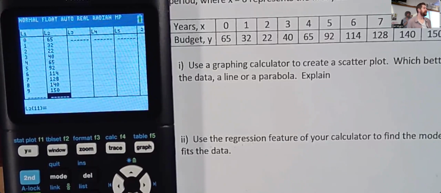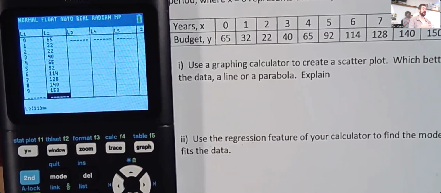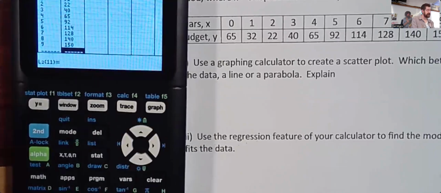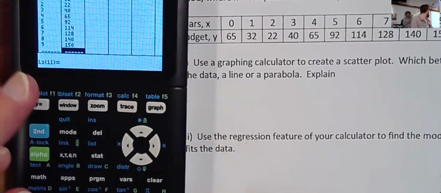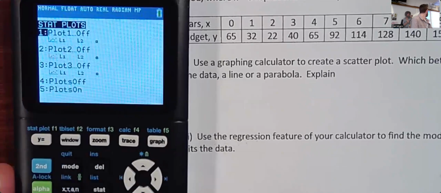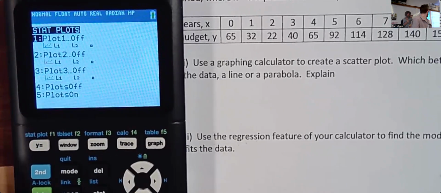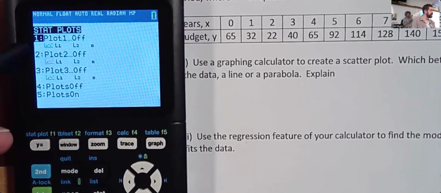Now, these will neither be perfectly linear nor perfectly quadratic. So that's why we're going to look at the scatter plot to decide if it should be about linear or about quadratic. So once you have this in here, we are going to go to our stat plot menu. Stat plot is the blue writing above the y equals. So you're going to hit second and then the y equals button. And that will take you to your stat plot menu. And once you get here, just choose plot number 1, hit enter.